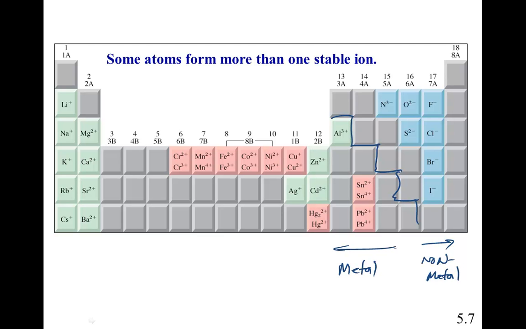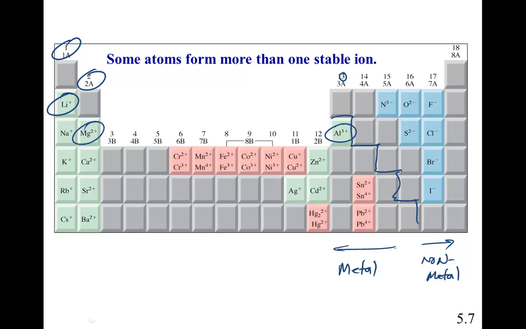Metals form positive ions, nonmetals form negative ions. The group number will tell you the charge on the metal ion. Group 1 forms a positive 1 ion. Group 2 forms a positive 2. Group 13, remember we focus only on the number that's in the ones place, forms a positive 3.